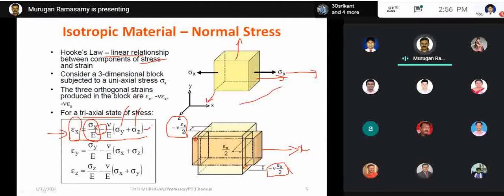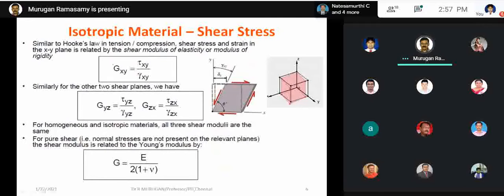So by using Hooke's law, we are deriving this equation. Similarly, we can establish the normal strain along the y direction and the normal strain along the z direction also. So these are the 3 equations which are used to find the normal strain. Based on this normal strain, we are going to get the expressions for sigma x, sigma y and sigma z, right? So now similarly, if you see the shear stress, based on Hooke's law, shear stress is again proportional to shear strain.